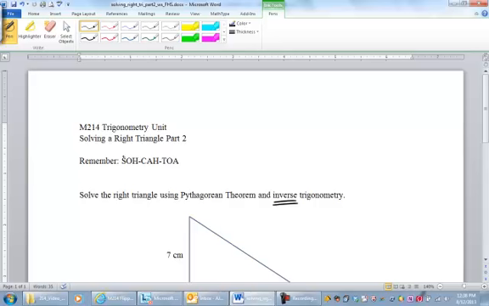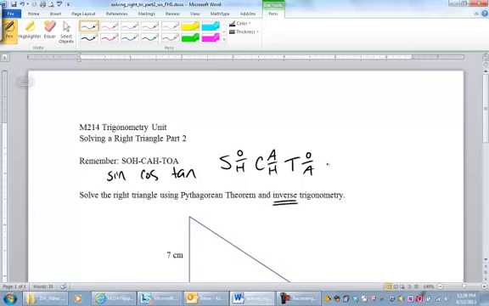So just as a brief refresher, we have SOHCAHTOA. The S stands for sine, the C stands for cos, and the T stands for tan. And some of you may see it written like this: sine is opposite over hypotenuse, cosine is adjacent over hypotenuse, and tan is opposite over adjacent.